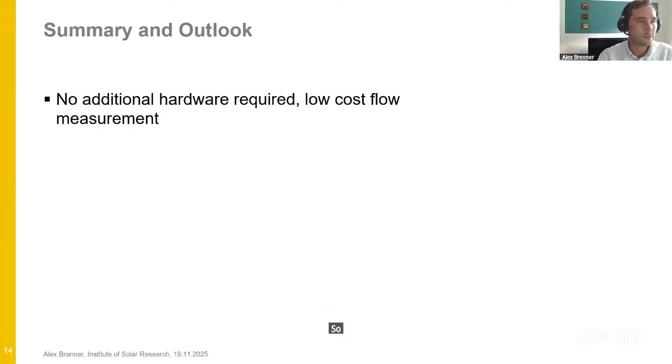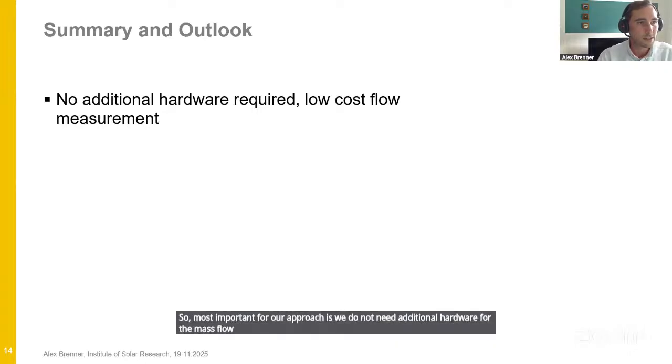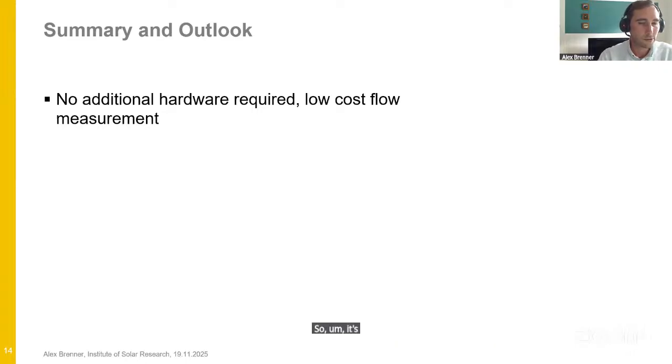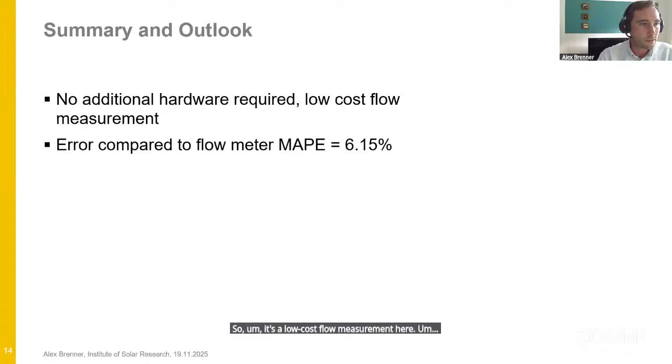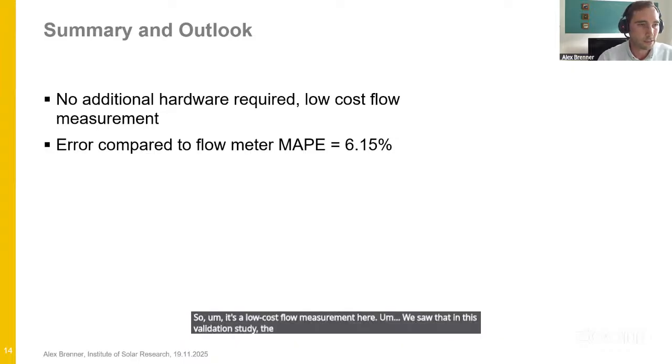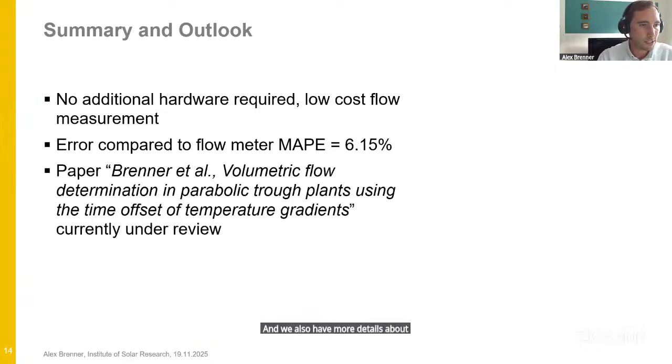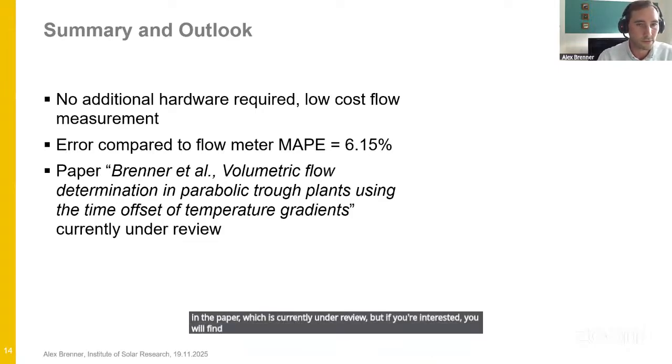Most important for our approach is we do not need additional hardware for the mass flow measurement. So it's a low-cost flow measurement here. We saw that in this validation study, the error compared to the flow meter of the Andasol 3 power plant was about 6%. And we also have more details about this procedure and also this validation study in the paper, which is currently under review. But if you're interested, you will find this hopefully in a few weeks.